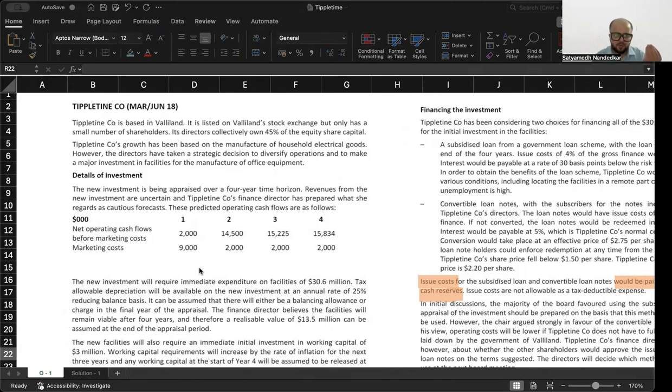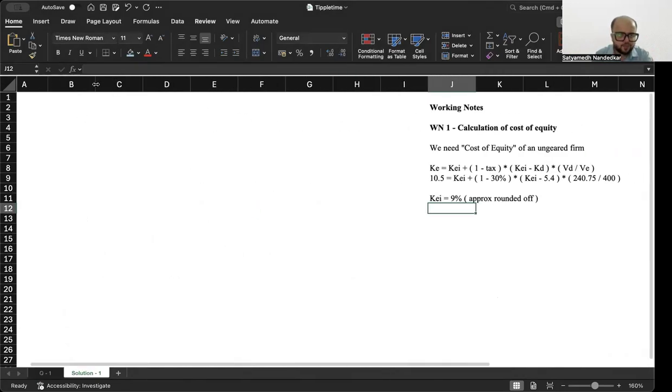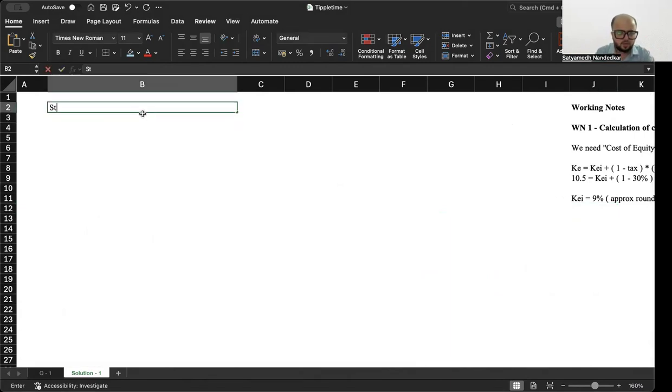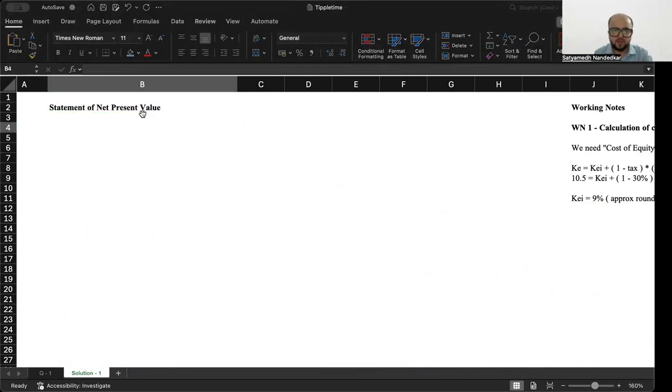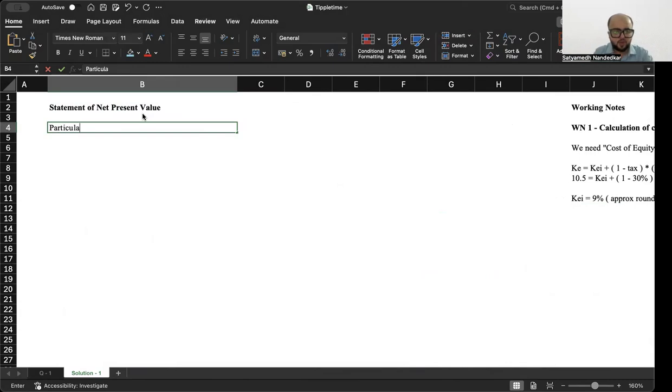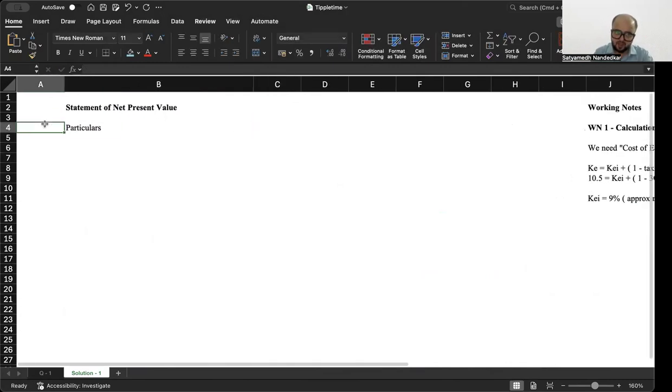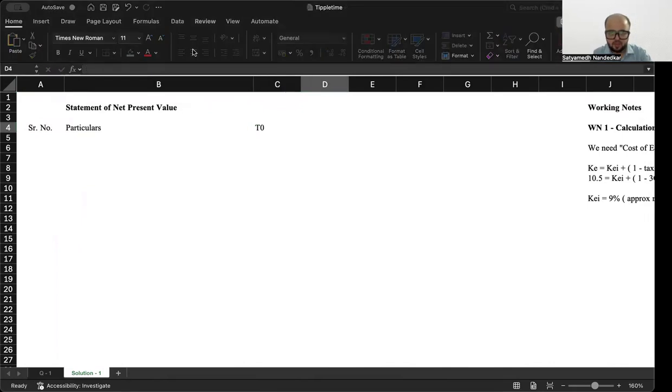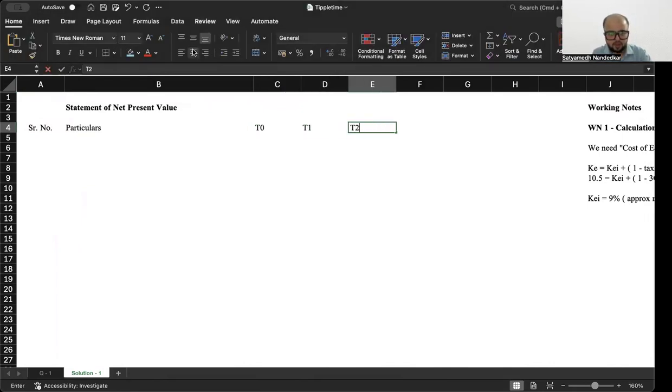Now we'll start preparing our regular statement of net present value here. To calculate NPV, you need three things: amount of cash flow, timing of cash flow, and the discounting factor to be used. Discounting factor, I think we have calculated just now. So we seem to be pretty sorted on that front. Now we only need the amount of cash flow. This is a 4-year project. So T0, T1, T2, T3, T4, and T5.